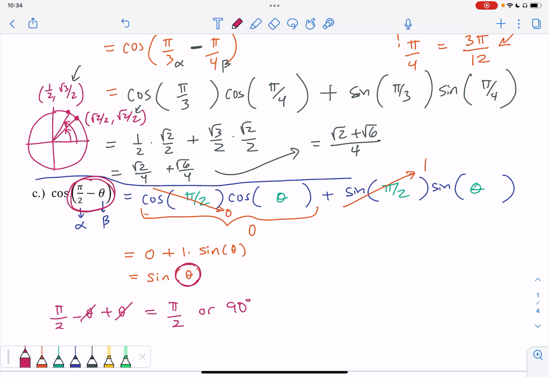And these are cofunctions because this is true when the inputs add to 90 degrees, or are complementary angles. And so I can see that pi over 2 minus theta and theta are complementary angles because they add to be 90 degrees, or pi over 2. So we actually used this difference formula for cosine to prove the cofunction identity for sine and cosine.